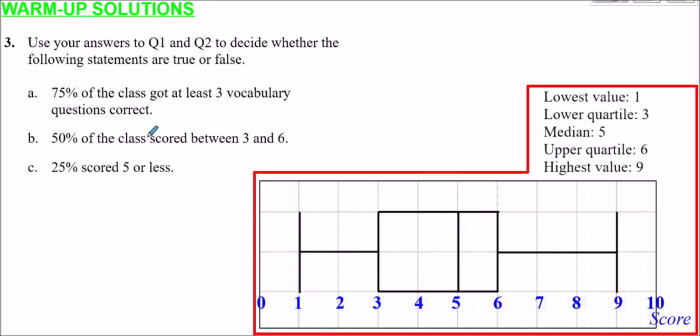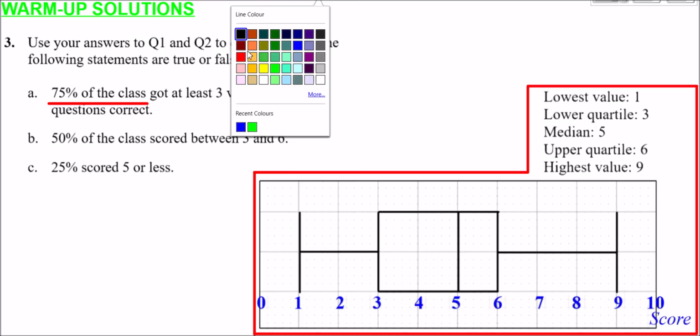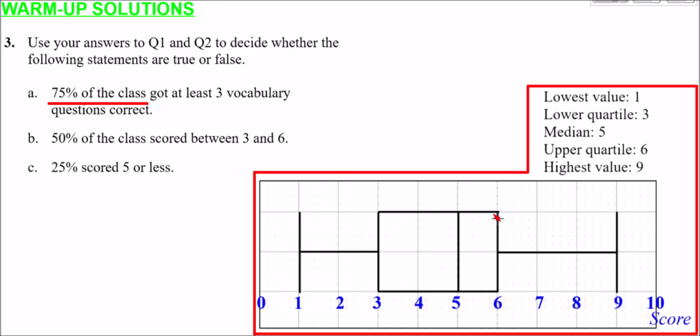So part A says 75% of the class got at least 3 vocabulary questions correct. Well, 75% of the class, the 75% point, that is the upper quartile. So the 75% point actually relates to all of the values from the upper quartile downwards.